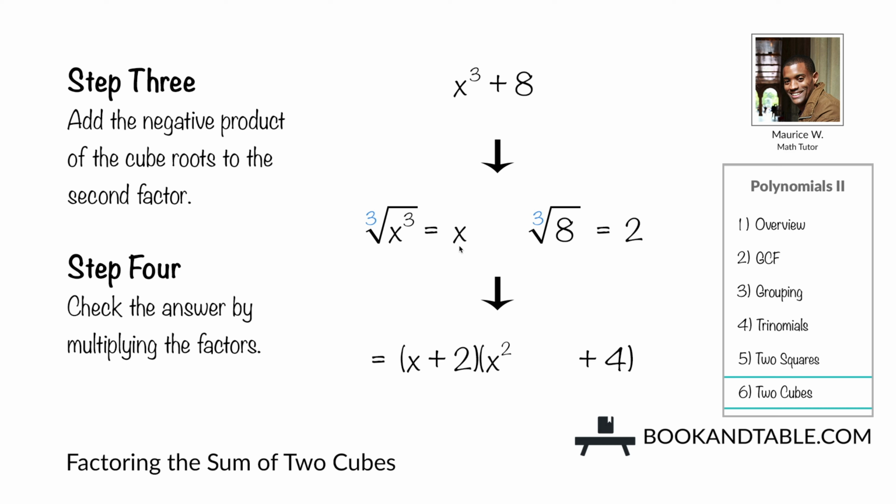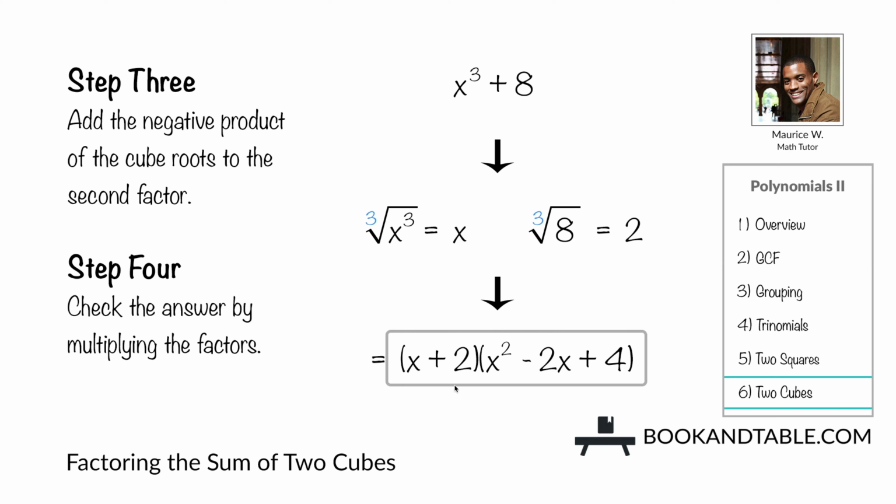So it's the negative product. So we have x times 2, which will give us 2x. So here in the middle, we want the negative product, which would be negative 2x. So when we factor x cubed plus 8, we wind up with x plus 2 times x squared minus 2x plus 4.